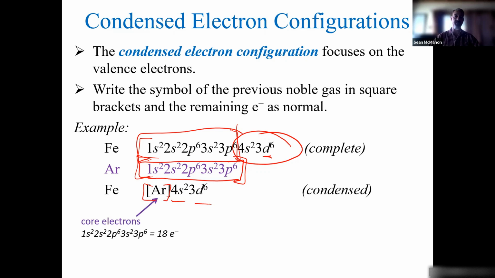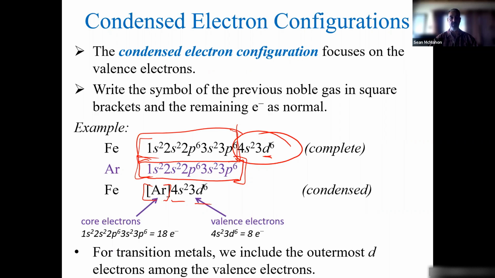So the core electrons are the 18 electrons that we see, like argon. And then there's 8 valence electrons, the 4s2 and the 3d6. Again, for transition metals, that D block, I actually included in the valence shell because it's filling up after the S anyways.